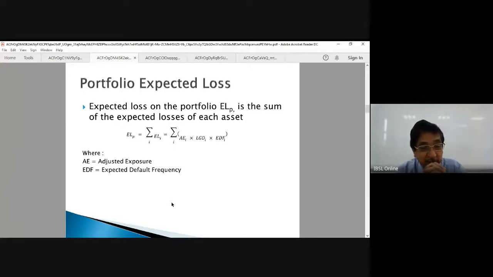Now say if i is equal to 100, that means there are 100 loans in the portfolio. So then you will have 100 terms here: AE1 into LGD1 into EDF1, plus AE2 into LGD2 into EDF2, plus AE3 into LGD3 into EDF3. Likewise, you will have 100 terms, and the notation given for all these 100 terms is the sigma. That really denotes the summation. Summation of these things will give the expected loss of the portfolio. I think that is clear enough. And it's a simple thing.